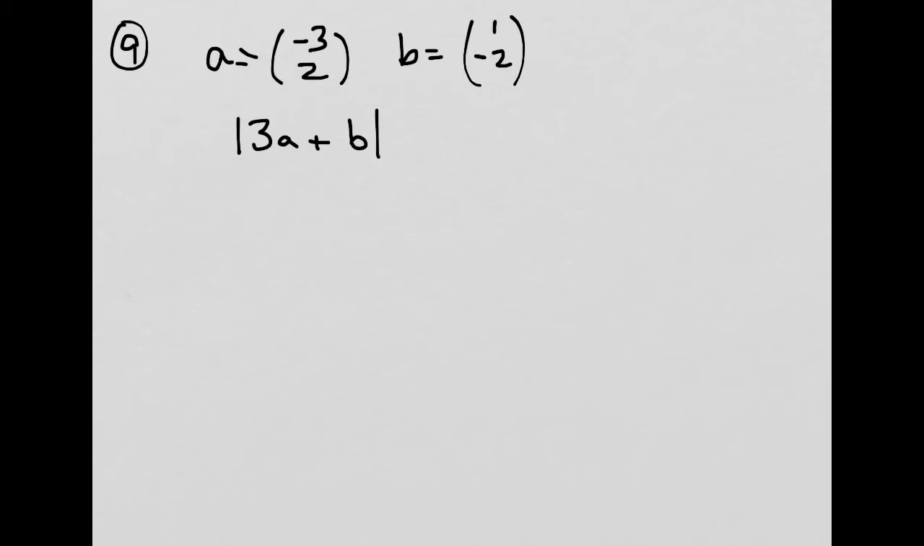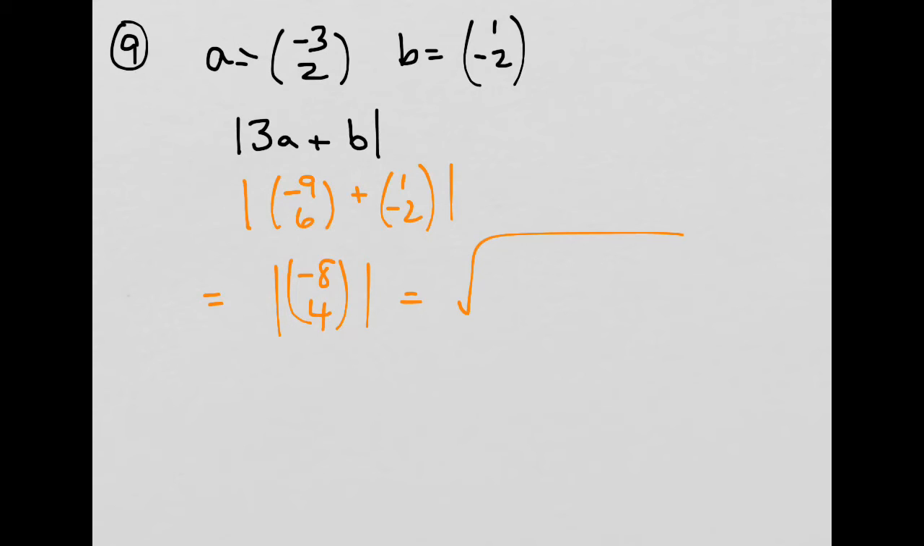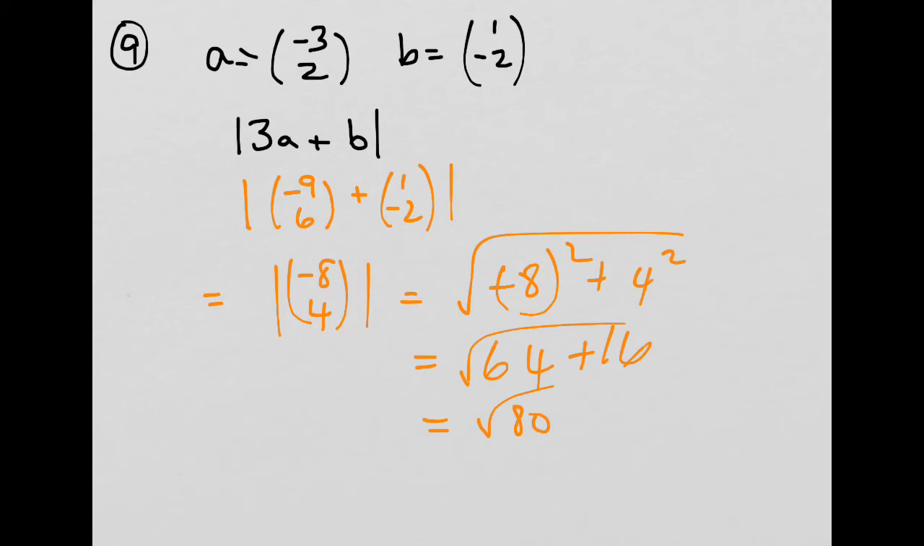Question 9, find the magnitude of 3a add b. Well, 3a is negative 9, 6, plus b, which is 1, negative 2, which is the magnitude of the vector minus 8, 4. How do we do that? Pythagoras, negative 8 squared, add 4 squared, 64 add 16, which is the square root of 80. How do we simplify that? Root 16 times root 5, which is 4 root 5's.